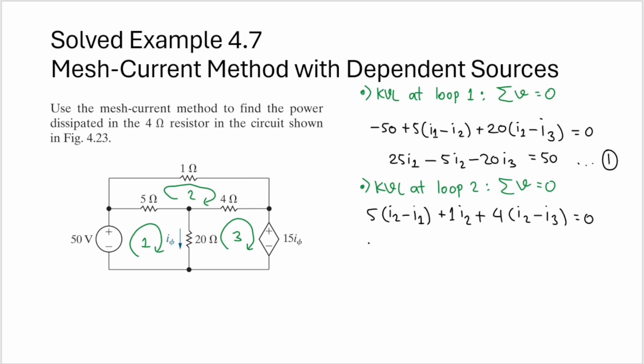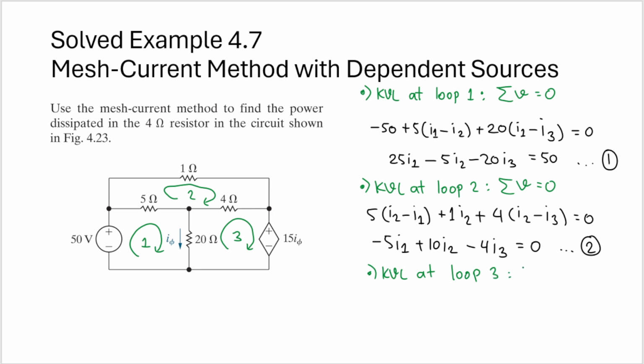And then we will have minus 5 I1, and then plus, we will have 5 plus 1, that is 6, 6 plus 4, that is 10 I2. Then we will have minus 4 I3. All of that will equal 0, and let's save this as equation number 2. Okay, now the third loop. Let's do KVL at loop 3.